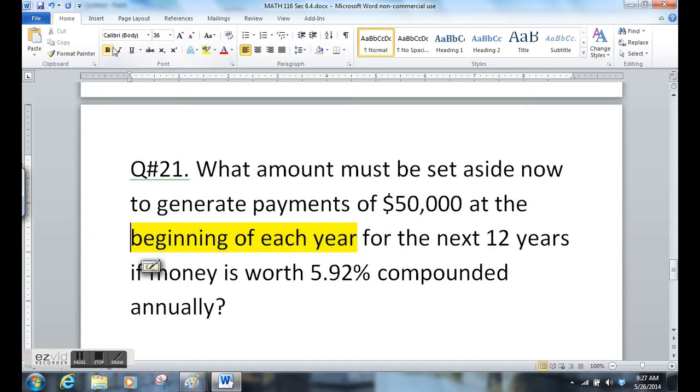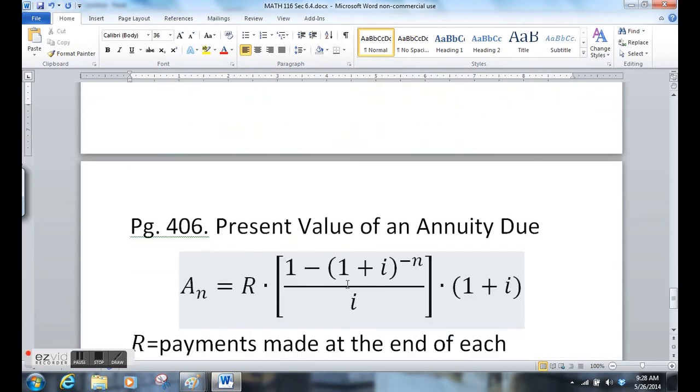This jumps out at you. It leaps across the page. Bold. Anyway, beginning tells you that this is an annuity due. Annuity due equals beginning. It's due at the beginning of the month. So for the next 12 years, and this is the amount for the regular payments.